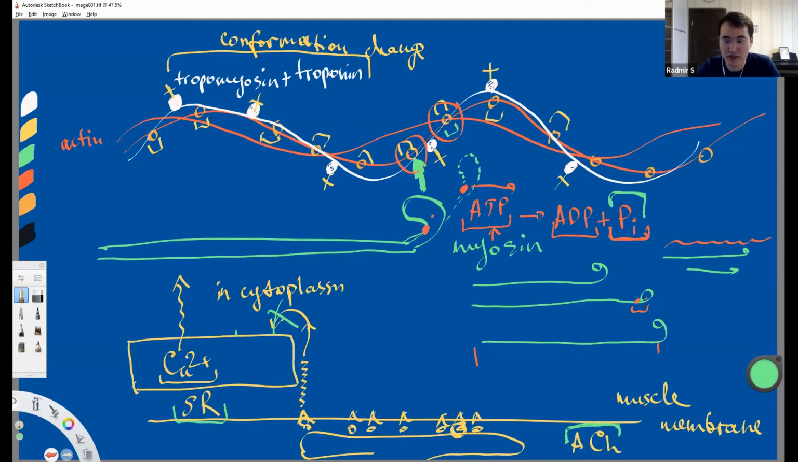Or we might also, instead of acetylcholine blockage, run out of our ATP. If we don't have enough ATP, again the sliding of the myosin along the actin happens, and the muscle fiber is relaxed again. So this is how it works.